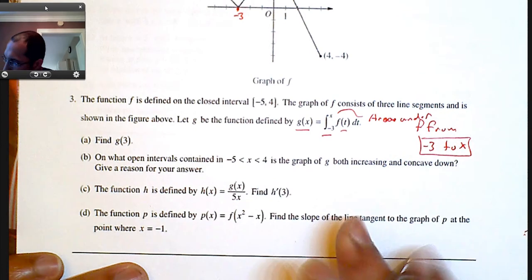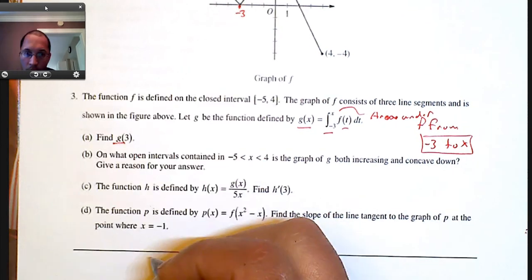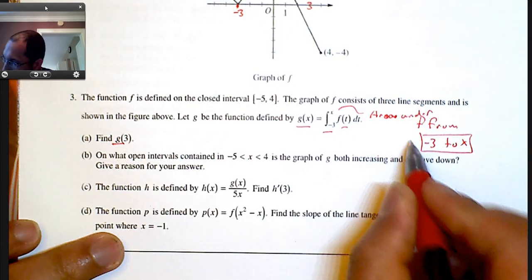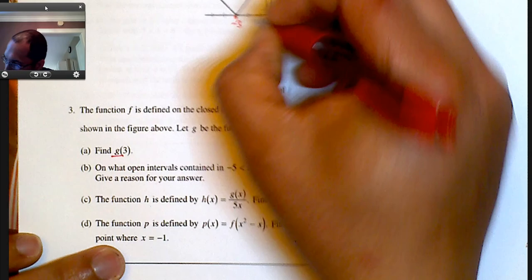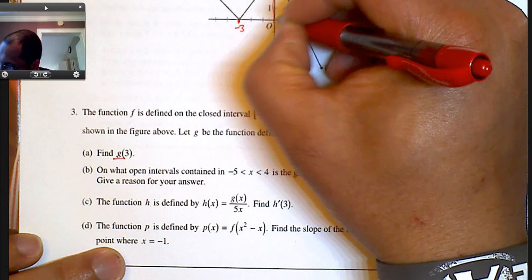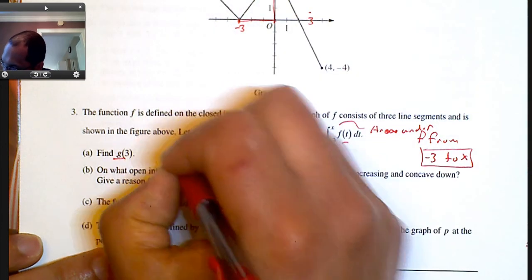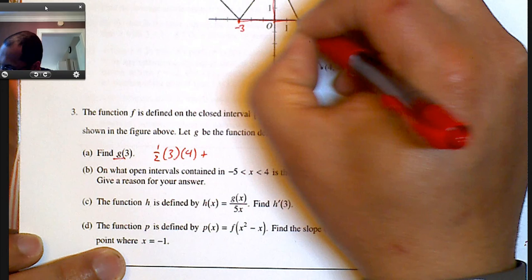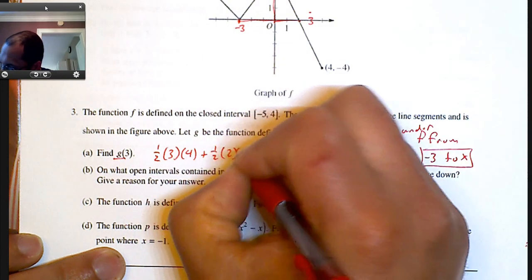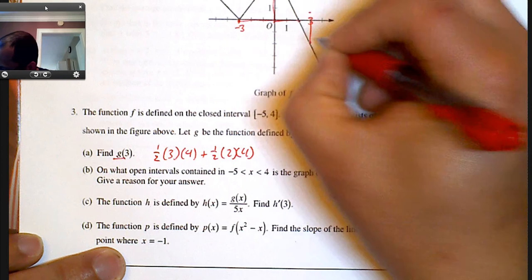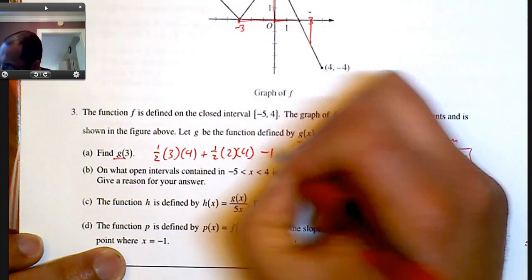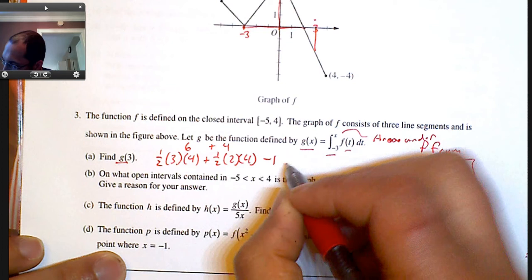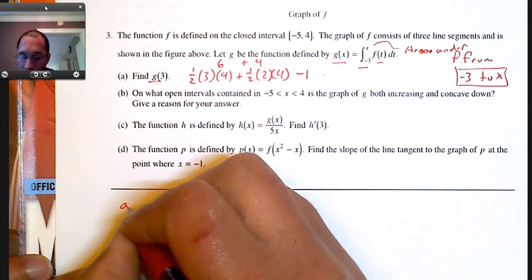All right. So find g of 3. So g of 3 is going to be the area under f from -3 to 3. It's non-calculator, so we got two triangles, so it's going to equal 1/2 base, which is 3, times height, which is 4, plus 1/2 base, which is 2, times height, which is 4, minus that 1/2 base times height, that's basically 1 times 1. So that's half of 12, which is 6, plus half of 8, which is 4, minus 1. So basically, for part A, I can put g of 3 equals 9.